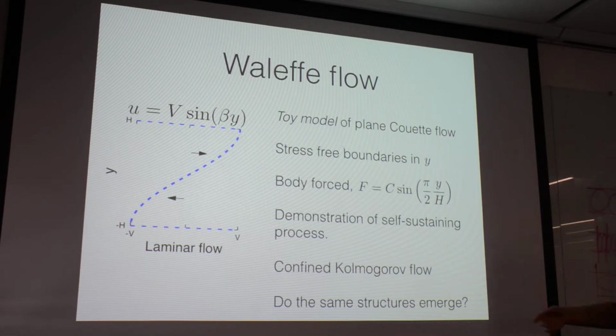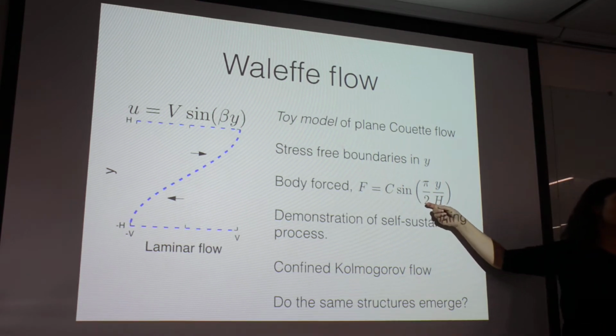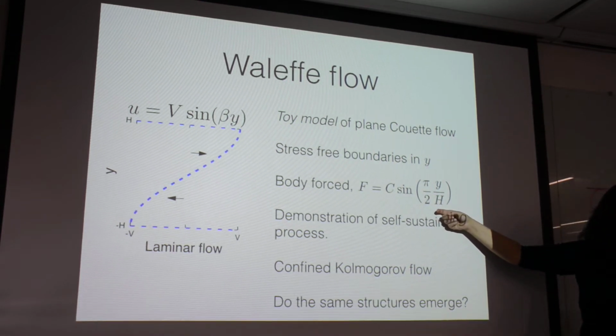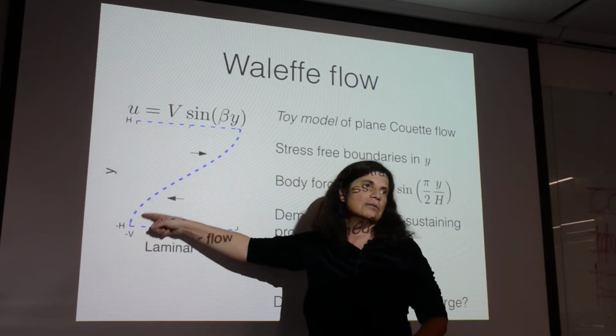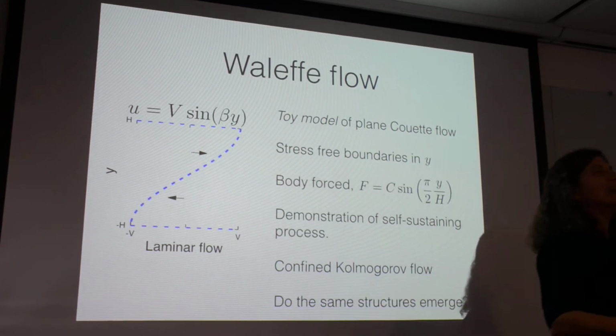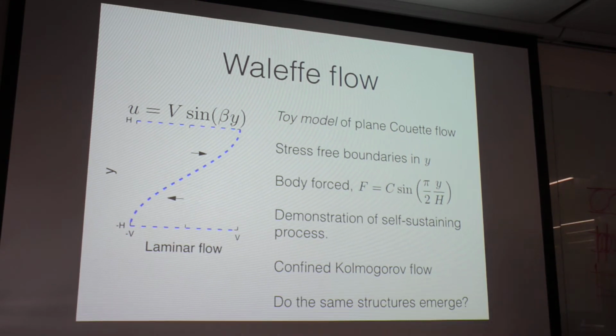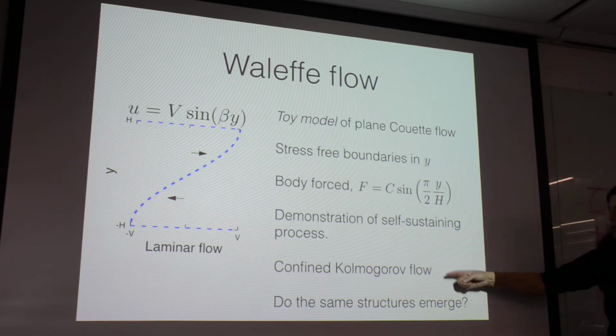Well, the answer is we put it in with a bulk force like this. We put a bulk force in the equations, a sinusoidal bulk force, and that creates a flow that looks like this. Okay, that's the laminar flow in Waleffe flow. It's sinusoidal. Okay? And I say sometimes called Kolmogorov flow.